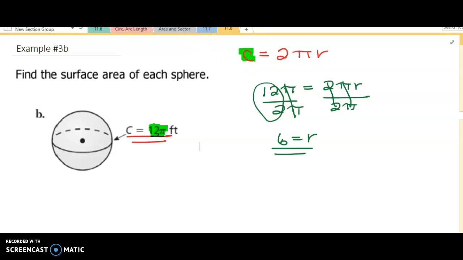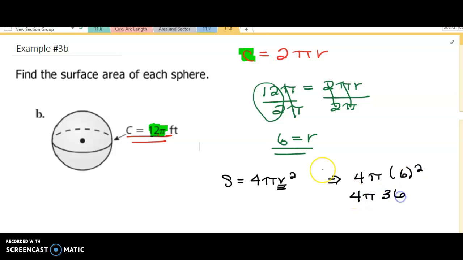Okay, now after I have my radius, I can just plug it in. So surface area equals 4 pi r squared. I plug my 6 in for r, so 4 pi times 6 squared. 4 pi times 36. I get roughly 144 pi, and that is feet squared.